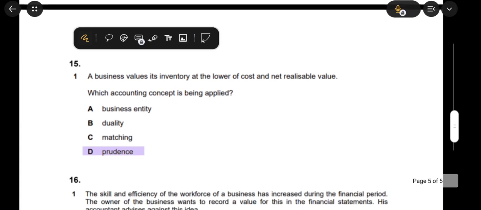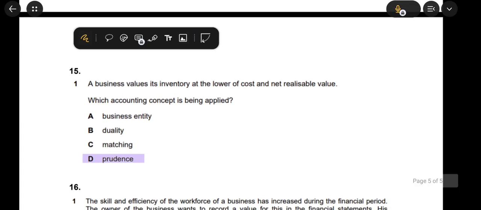Question 15. Inventory is valued at the lower of cost or net realizable value. Which concept is this? Correct answer, D. Prudence. Explanation. Third time's the charm. Prudence again, always err on the side of caution to avoid overstating assets.